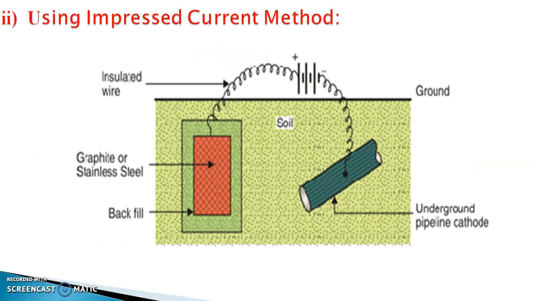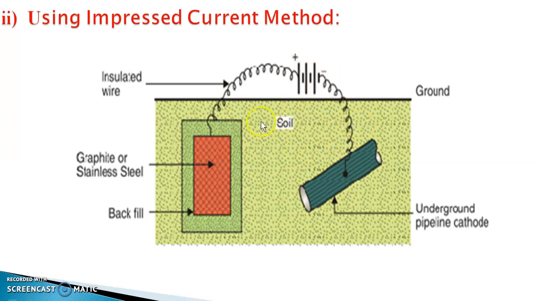Now the second type of method is cathodic protection using the impressed current method. Here is again a simple diagrammatic representation. In this case, the underground pipeline, which acts as a cathode, is connected with the help of insulating wire to a graphite or stainless steel sheet. This graphite or stainless steel sheet is kept in backfill. Again the backfill is nothing but coal or NaCl. So this is the impressed current method.